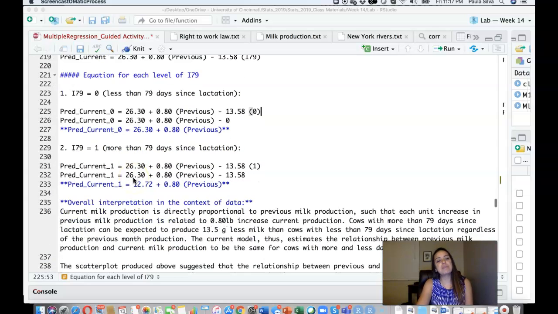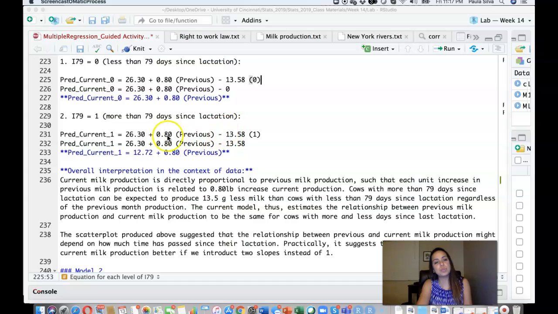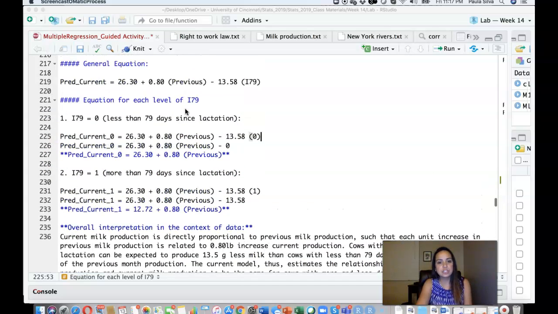All right. If I want to predict for cows with more than 79 days lactation, then I need to plug 1 here for the value of I-79. So this term doesn't go away, right? 13.58 times 1 is just 13.58, because this is just a number, just like this one. So let's subtract this from this. And we have the equation of the line to predict current milk production for cows with more than 79 days since present lactation. So you can see how the equation has the same slope for the line, but different intercepts.